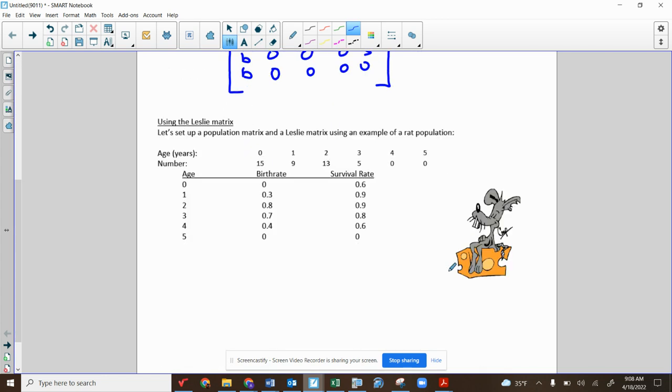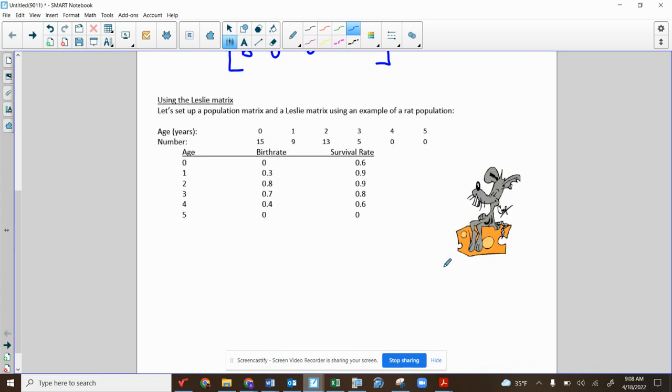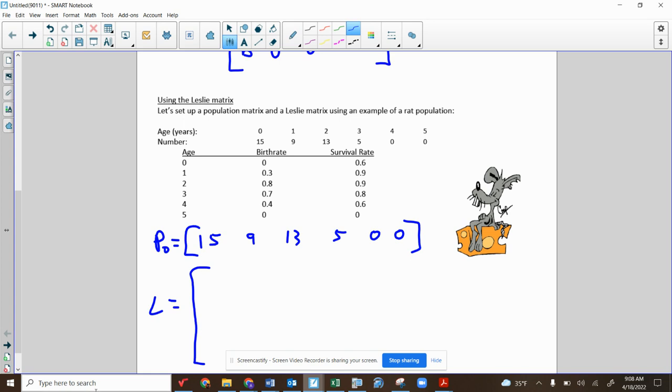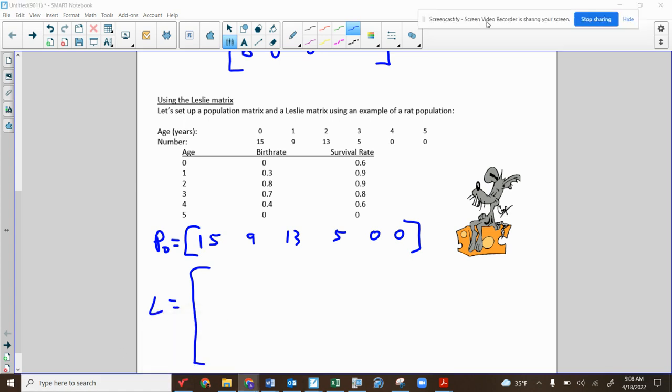So let's do an example here. You've got this rat population. Let's do their initial population. I'm going to call that P sub 0 for time 0. It would be these 6 numbers, like so. All right, then the Leslie matrix, because there's 6 numbers here, is going to end up being 6 by 6. Okay, so let's take our birth rates and have those going straight down.